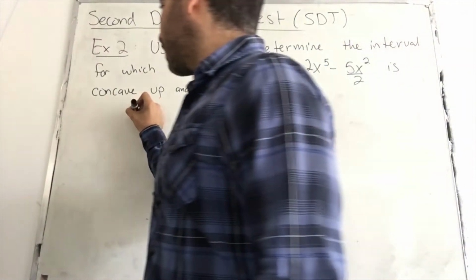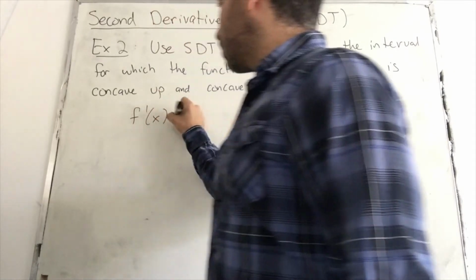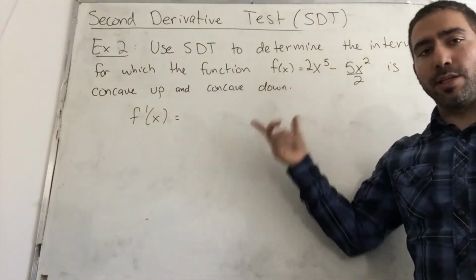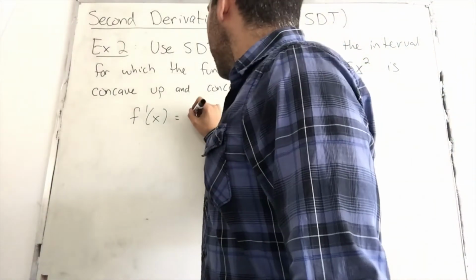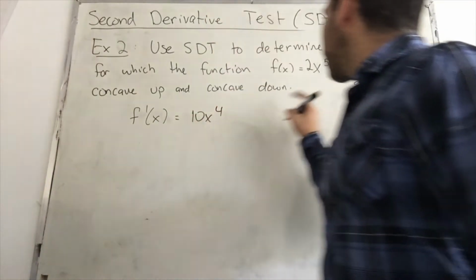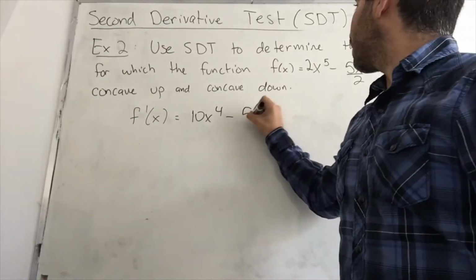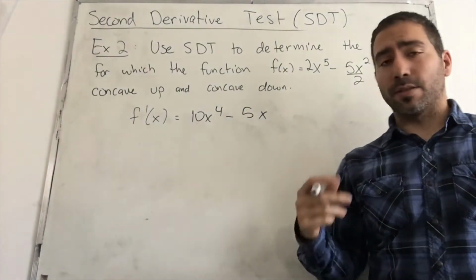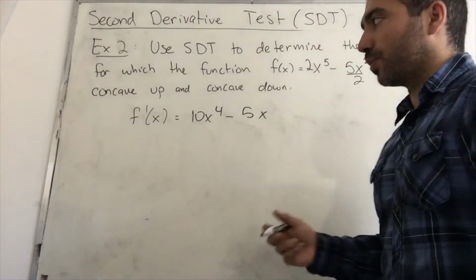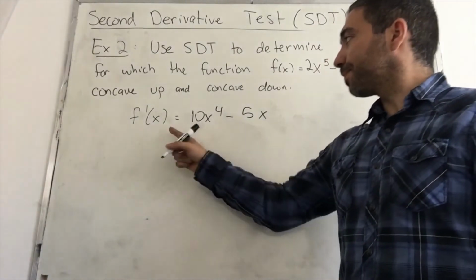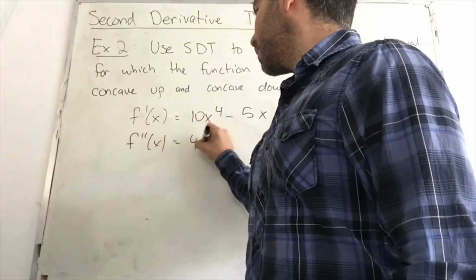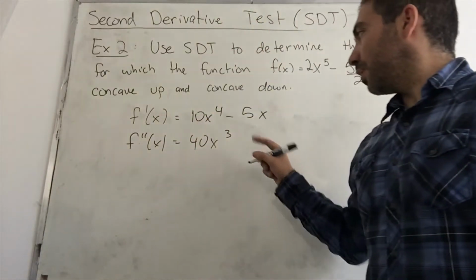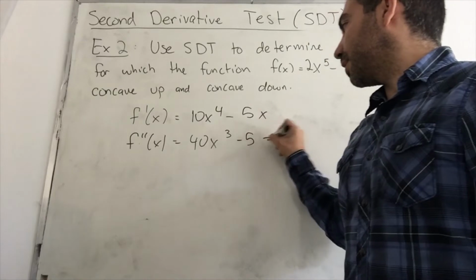So we have to start off by taking the first derivative of the function. The function here is continuous. It's a polynomial, so we're okay with that. Taking the derivative, we get 10x to the 4 minus 5x. Okay, that's the first derivative. Let's take the second derivative because we're looking for our inflection point. The second derivative is 40x cubed minus 5, and this is equal to 0.